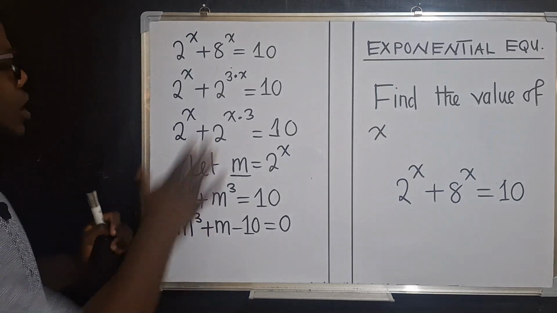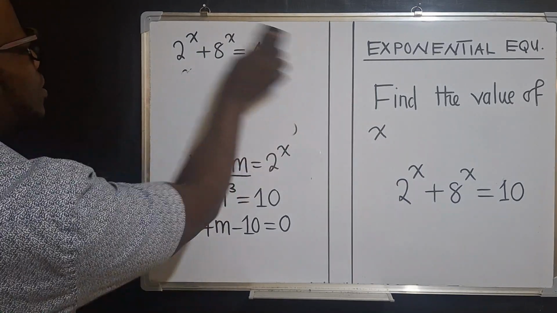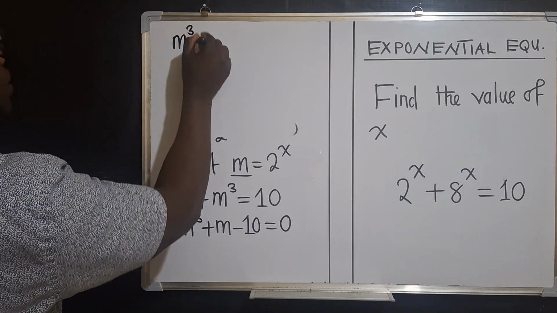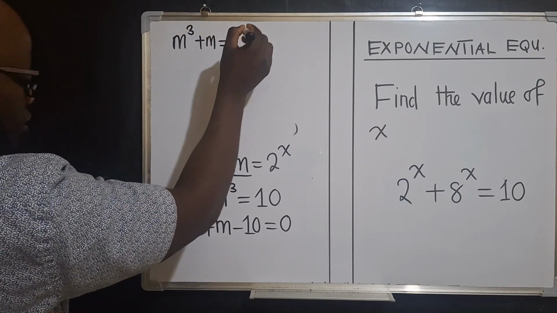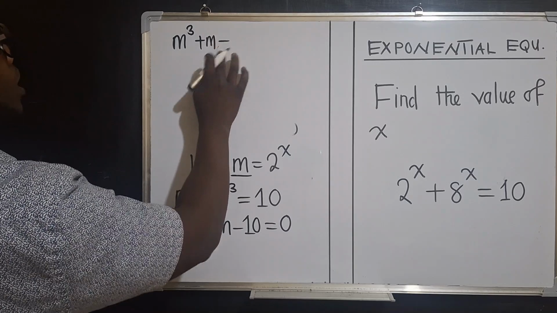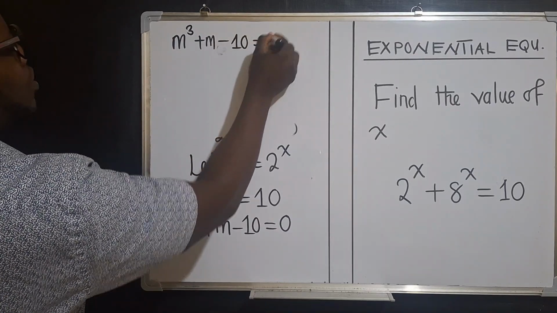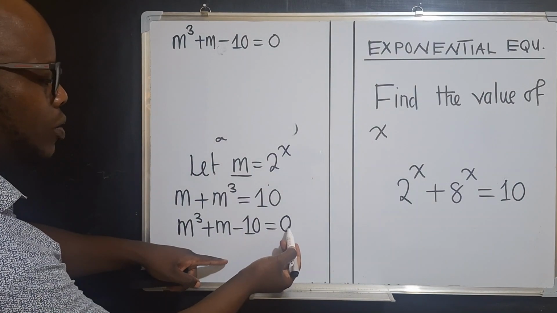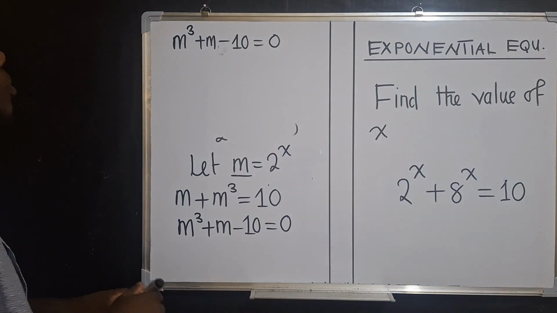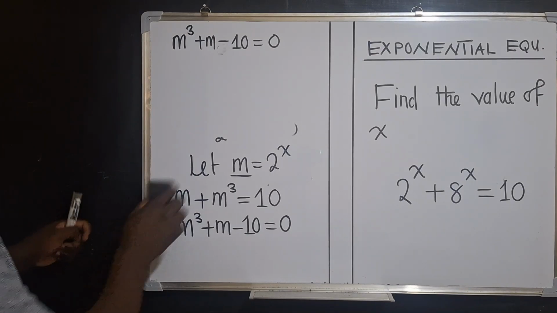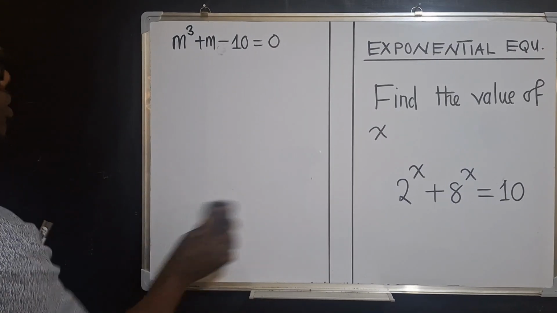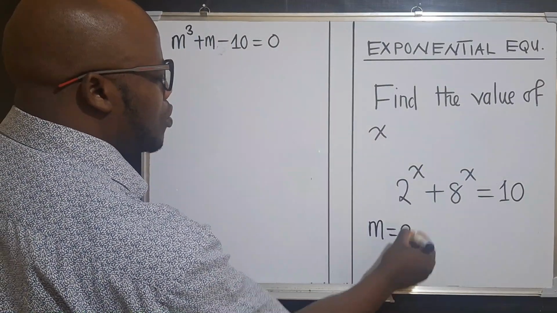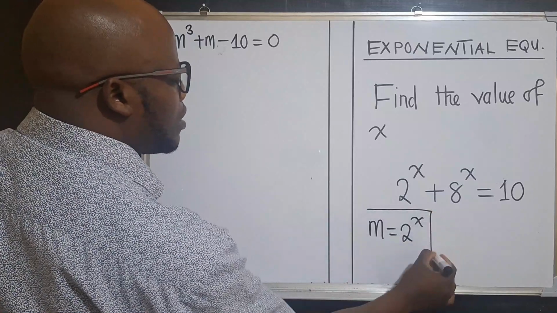So now, let's come at this point. We've got m power 3 plus m minus 10 is equal to 0. So this 10 has been subtracted from both sides. We've remained with a 0 and negative 10 here, okay? So now from this point, or to solve this, first let me write the important part where we said let m be equal to 2 power x. This part is very important.